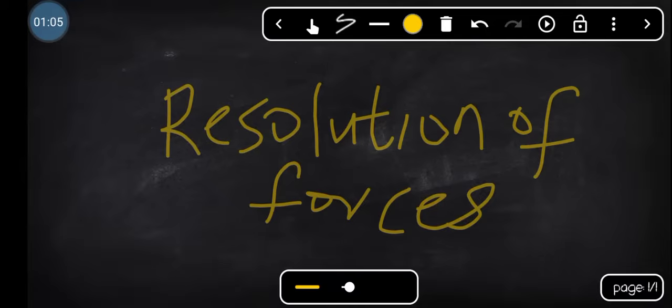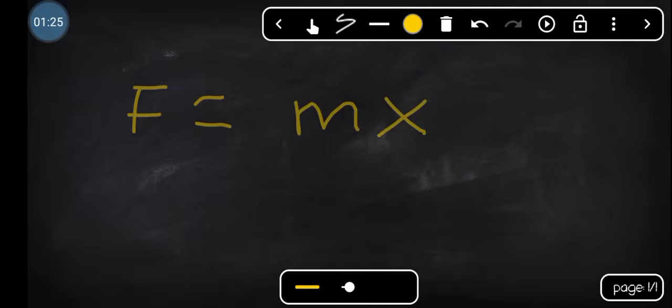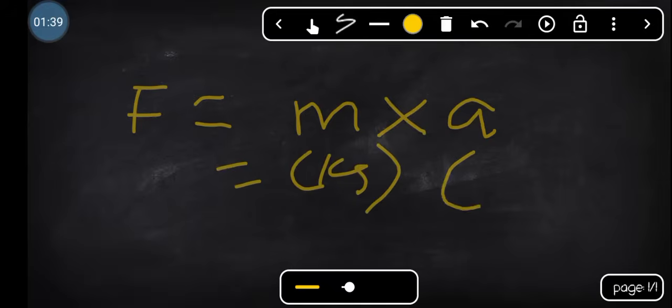So today we want to talk about the resolution of forces. Before we go into that, I want us to talk about what a force is. Basically, force is equal to mass times acceleration. The mass is in kilograms, and the acceleration is in meters per second squared.